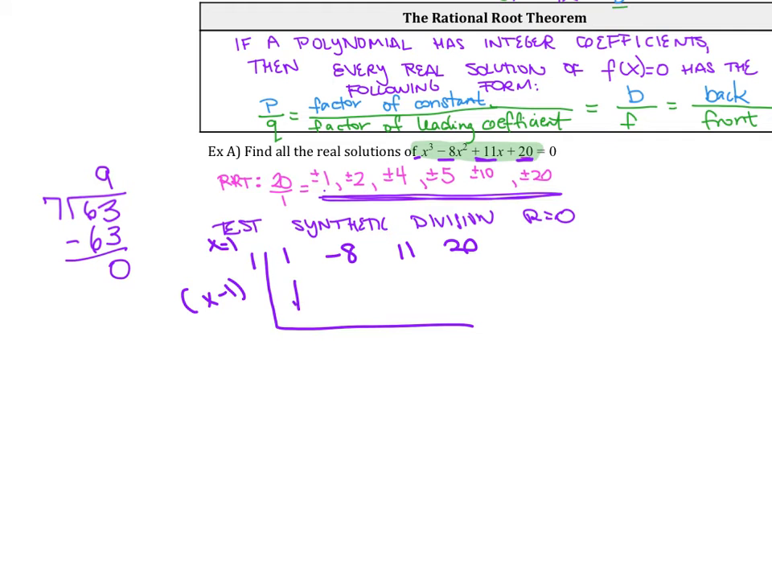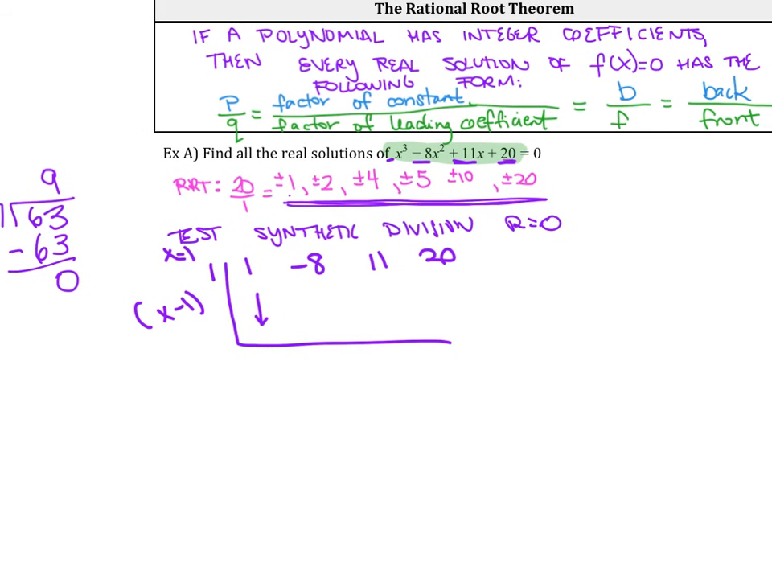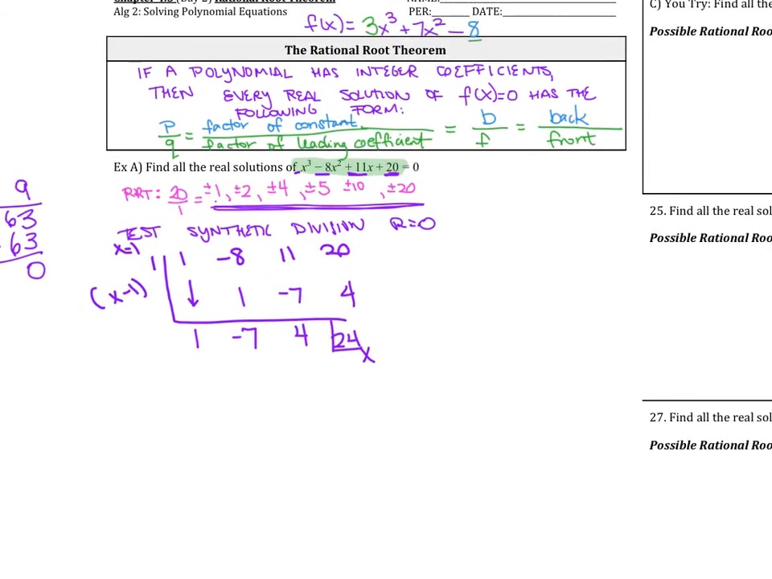Now with synthetic division, you bring down the first number. And then 1 times 1 is 1, -8 plus 1 is -7. 1 times -7 is -7. 11 minus 7 is 4. 4 times 1 is 4, and this is 24. So this doesn't work, right? It doesn't go in, so we have to test another number.